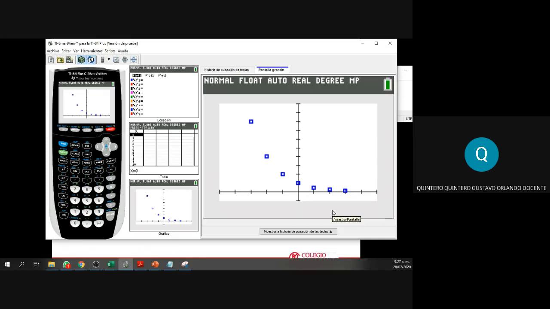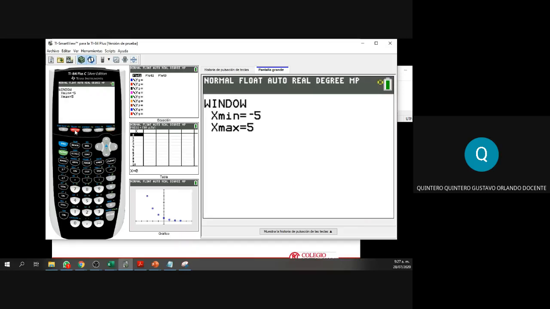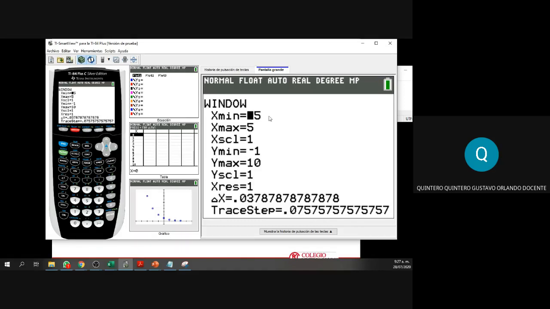Whatever. Tell me, and we'll see how we can fix it. Teacher, my graph, my points don't look like yours. Look, if that is the case, we can change it here in the window. Press the window key, and we can change the values. We need to make sure what values you chose. You can choose the ones that I have, or you can choose your own.